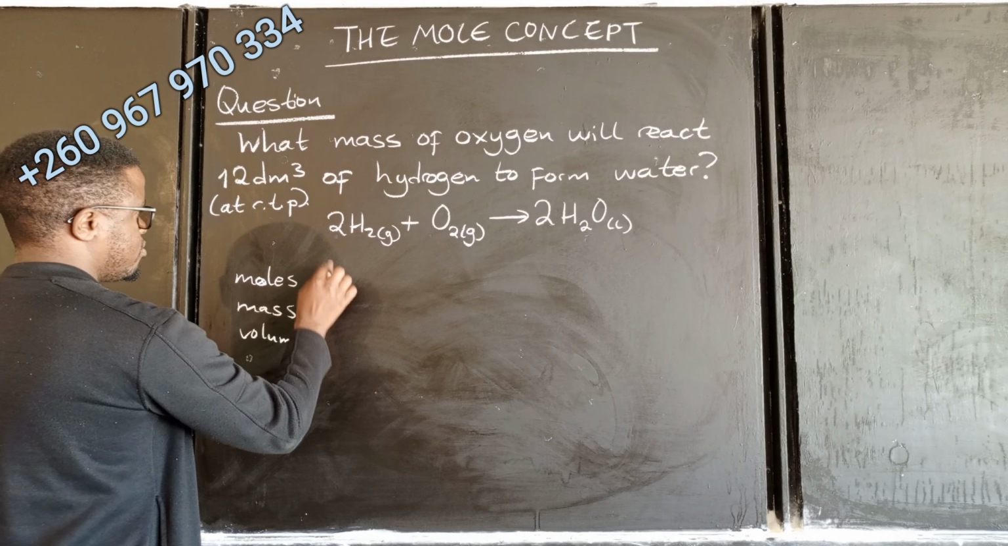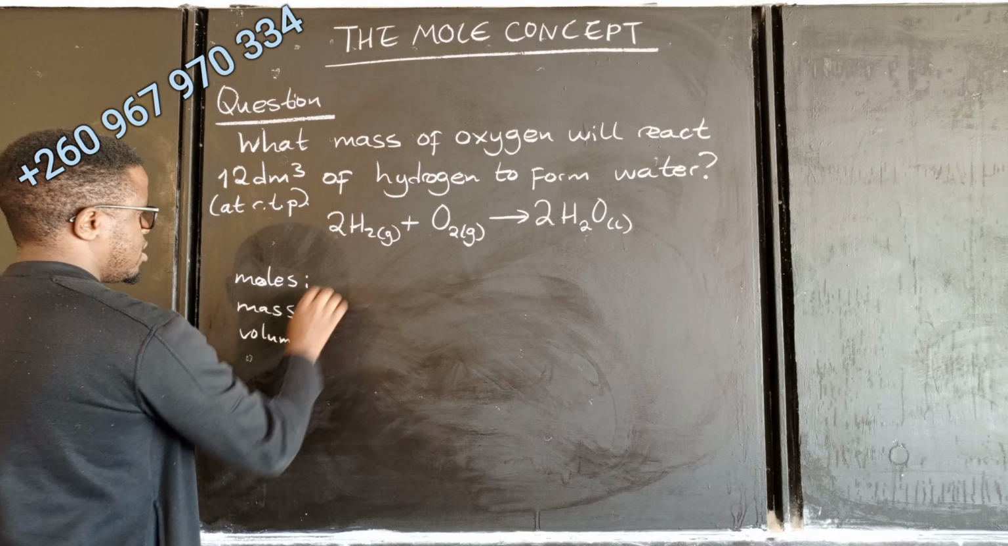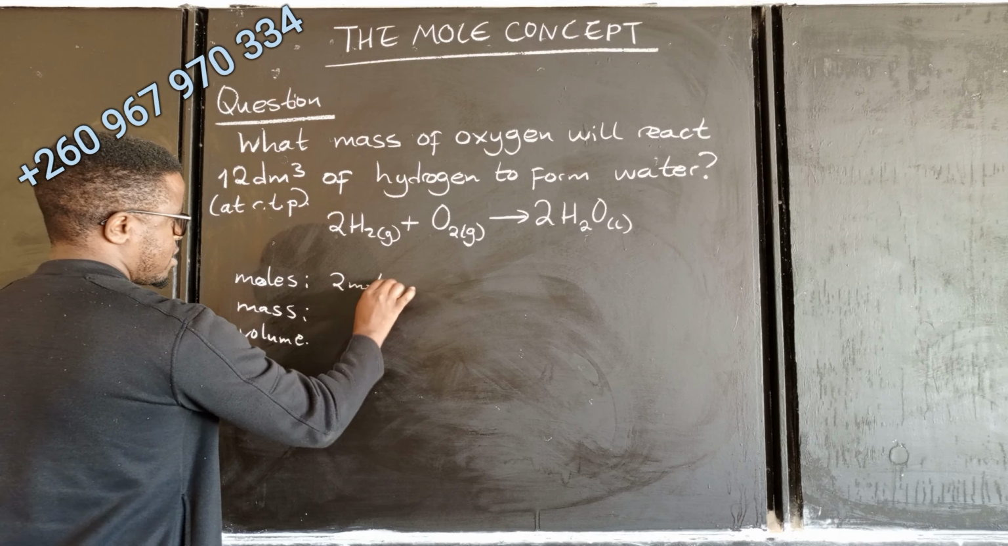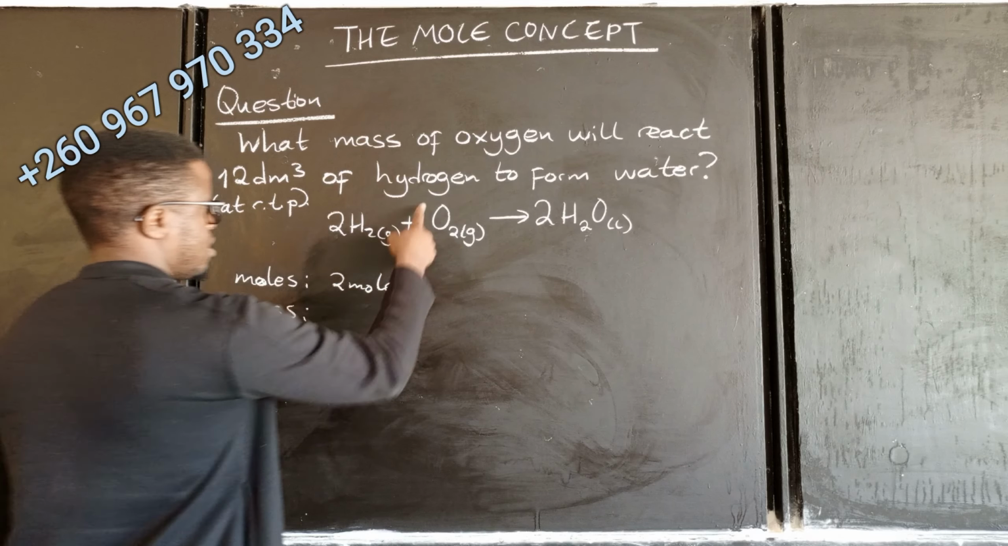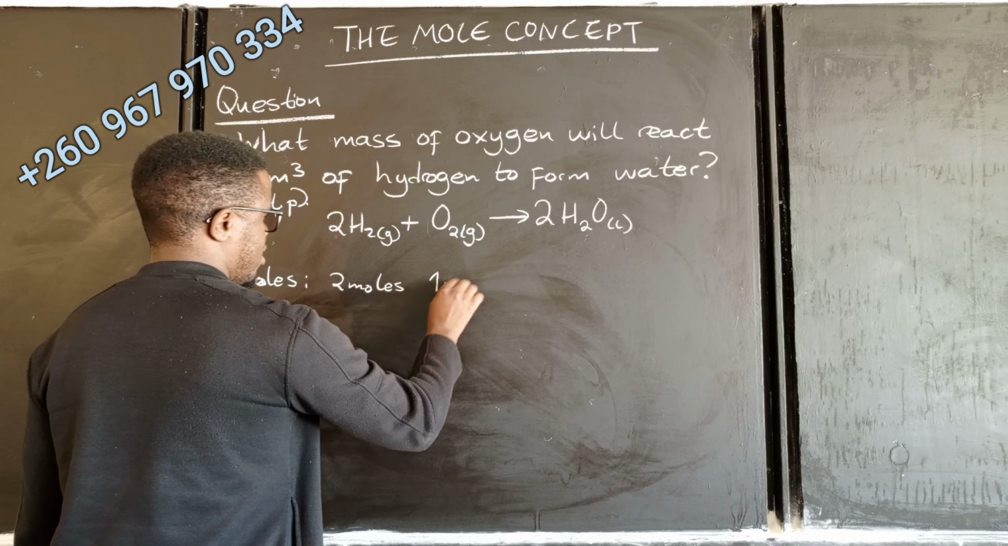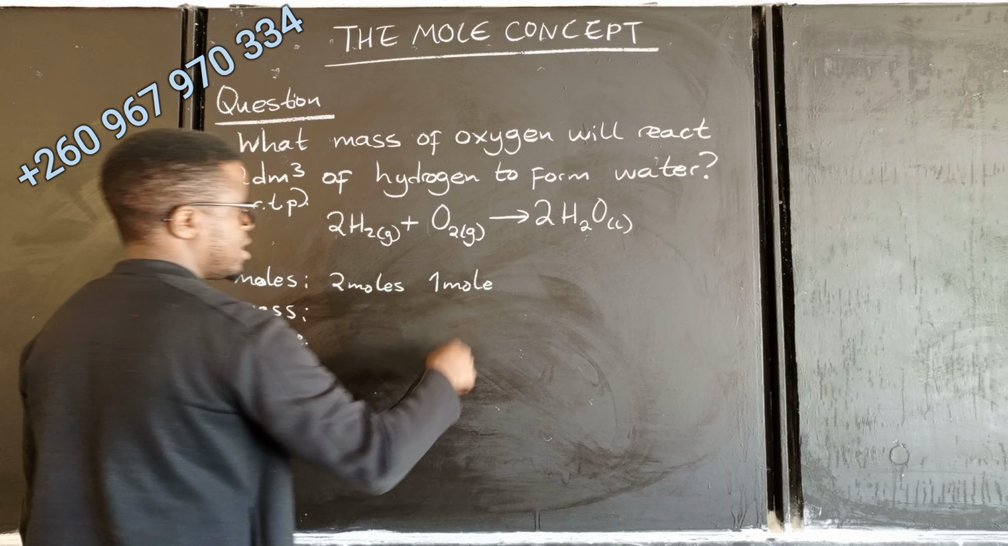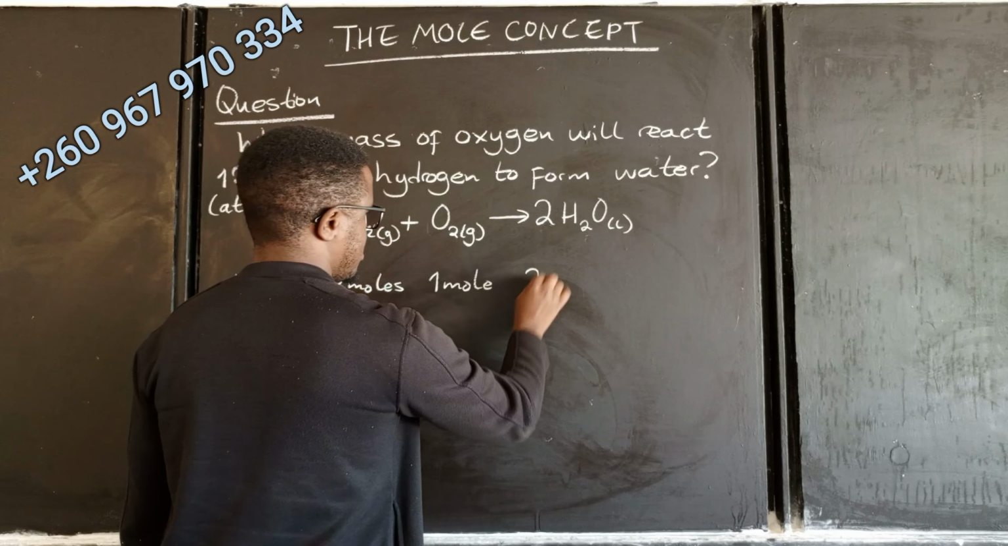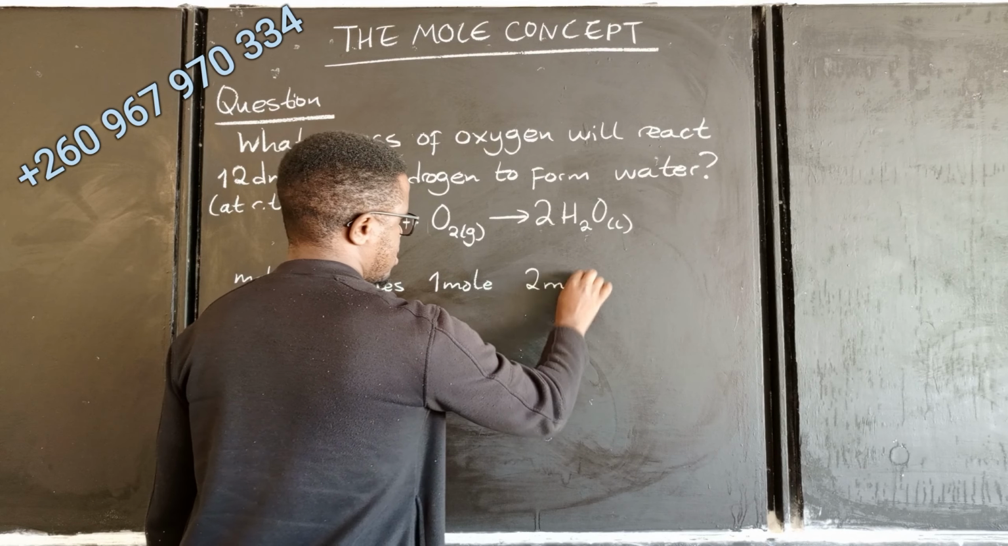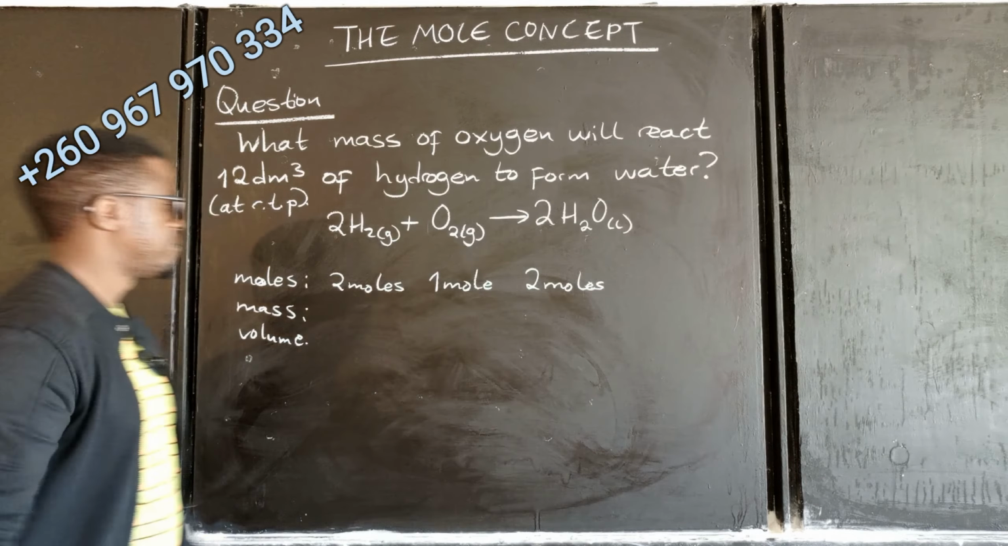So here we have 2, so it means we have 2 moles reacting. Here there is nothing in front, so it means we have 1 mole which is reacting. Then with the 2 there, it means we have 2 moles that are reacting.